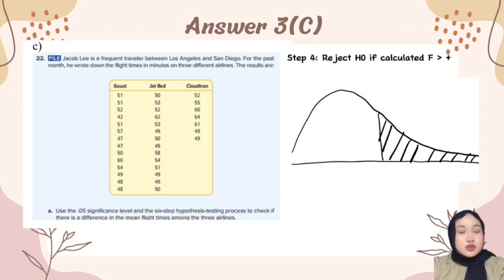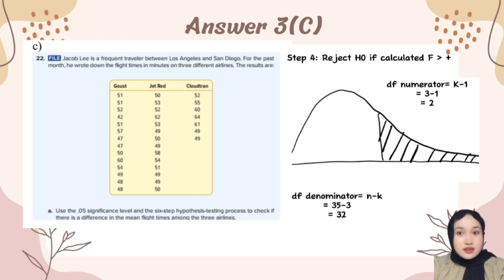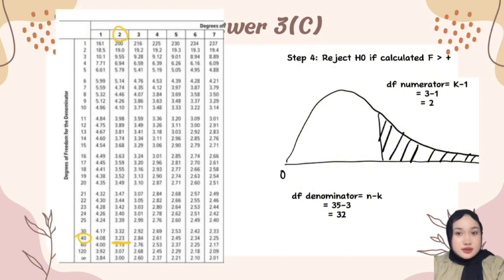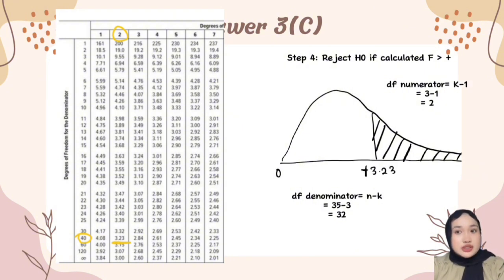K is the total groups we test, which is 3, minus 1, and we got 2 as the degree of freedom numerator. For the denominator, total sample size N minus K, and we got 32. Then we look at the F table, alpha 0.05. Our numerator is 2 and denominator is 32, but 32 is not in the table. Then we use 40. And our critical value is 3.23. Reject H null if calculated F is more than 3.23.